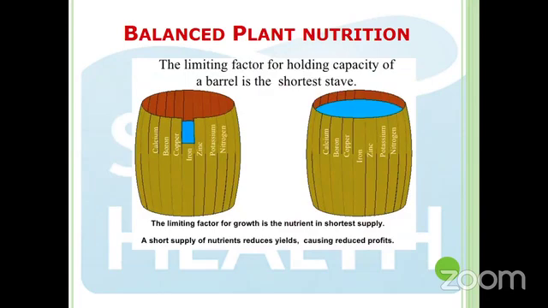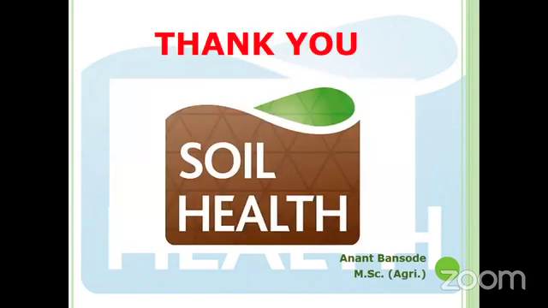On the left side you can see there is a deficiency of iron, and the drum is not full, or we can say the drum is 75% full. If you supply the soil with the iron, your drum will get full. We can say you will get the optimum yield. So the limiting factor of growth is the nutrient which is in shortest supply, and you need to cover the deficiency of that particular nutrient.